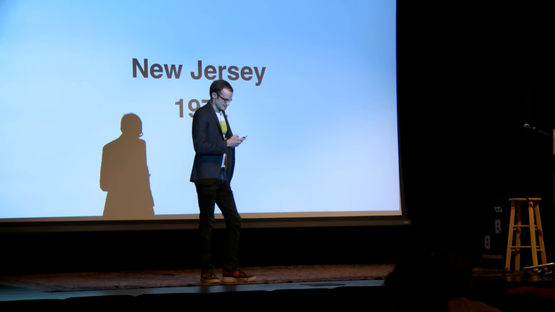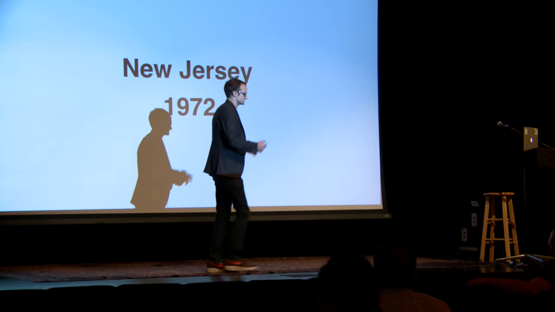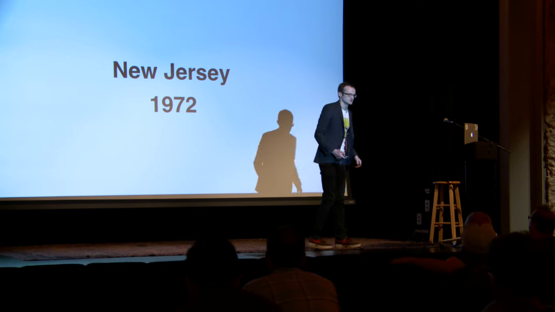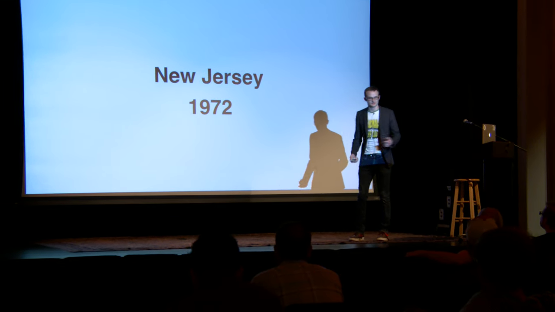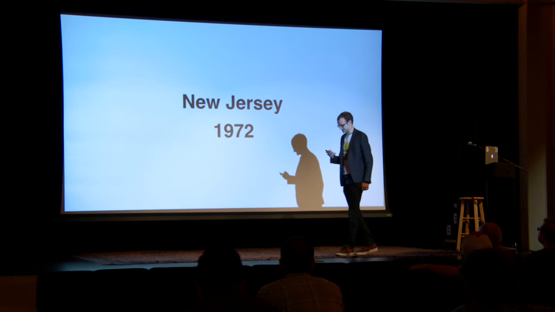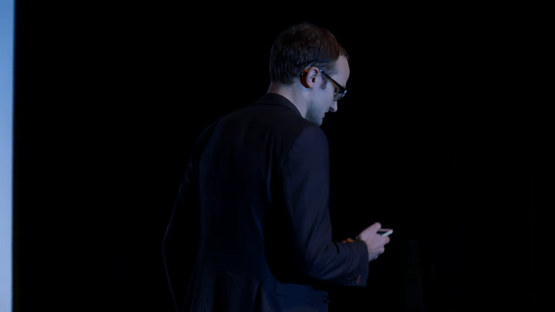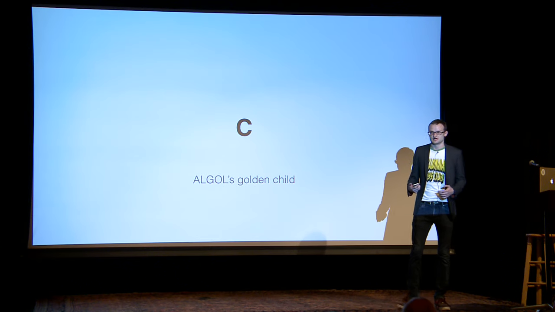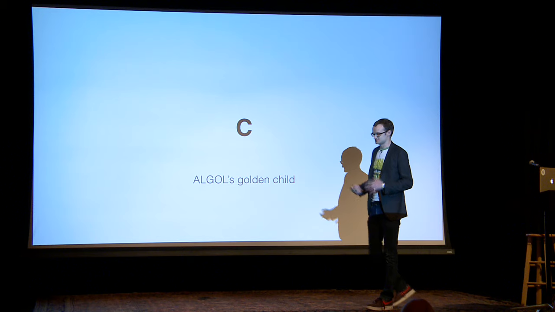These ideas have leached out into all sorts of places around the world, but perhaps the most notable is another continent away, 12 years later, in New Jersey, where a couple of programmers at AT&T Bell Labs designed a programming language to implement a little-known operating system called Unix. And they called it C. C is Algol's golden child. It made its parent proud.